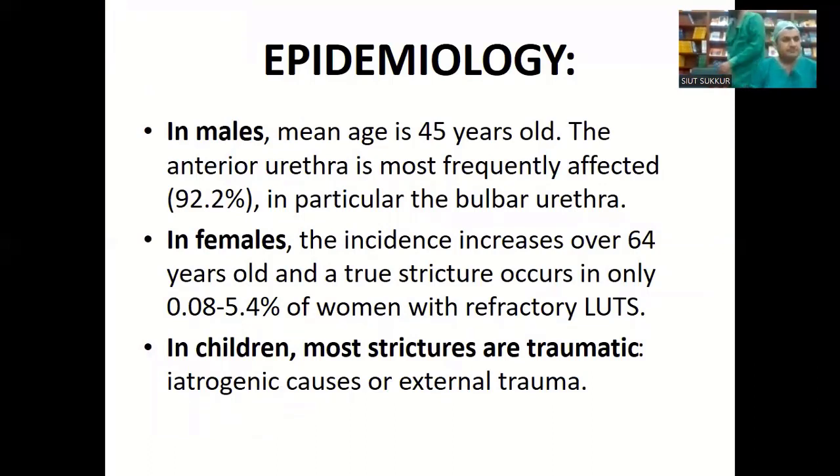Males' mean age is about 45 years old. The anterior urethra is most frequently affected, about 92%, particularly in the bulbar urethra. While in females, the incidence increases over 64 years old, and a true stricture occurs only in 0.08 to 5.4% of women with refractory lower urinary tract symptoms. In children, most strictures are traumatic. Iatrogenic causes are caused by iatrogenic or external trauma.